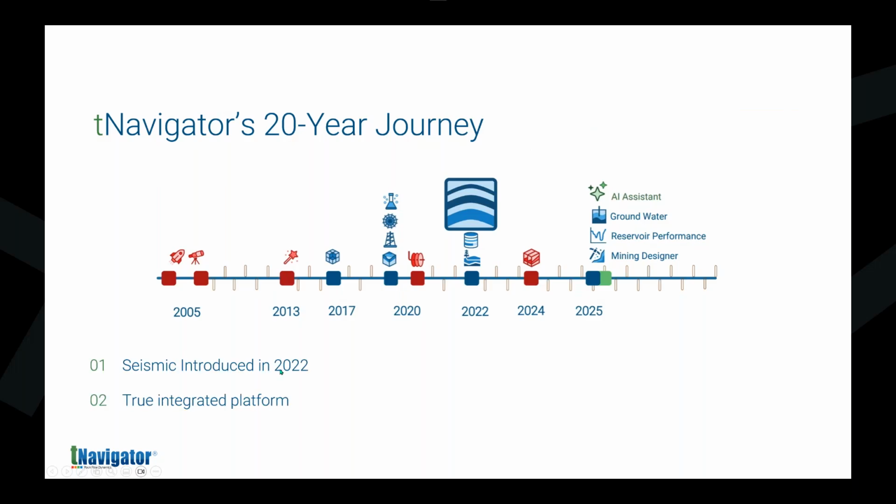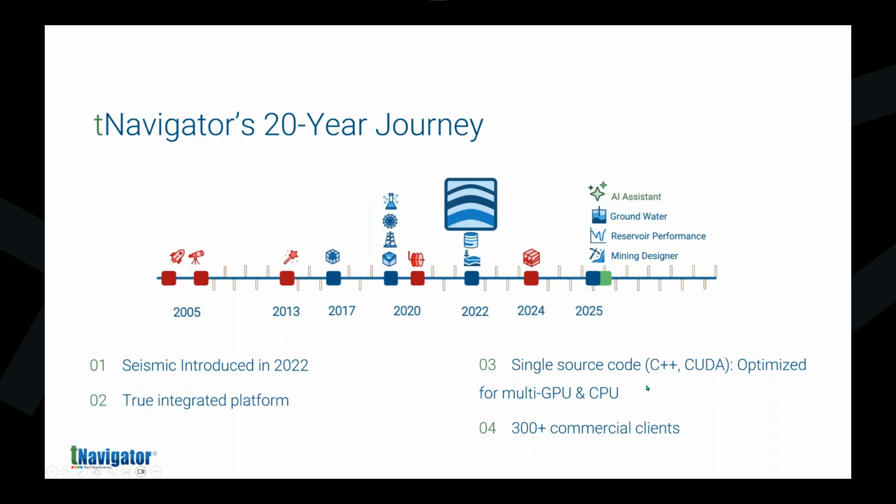And then what happened? We continued to be a truly integrated company through the years. One of the key differences that we have is that our product is under one single source code, written in C++ and CUDA, which means that it's optimized for multi-GPUs and CPUs. So our software will run on the most modern hardware available, and it will be optimized, which is very good. It's not using just wrappers around different pieces of code and calling it integration. It's really integrated. And finally, we have over 300 commercial clients.